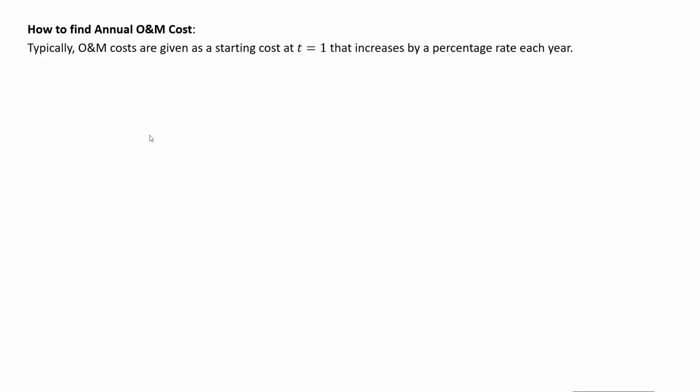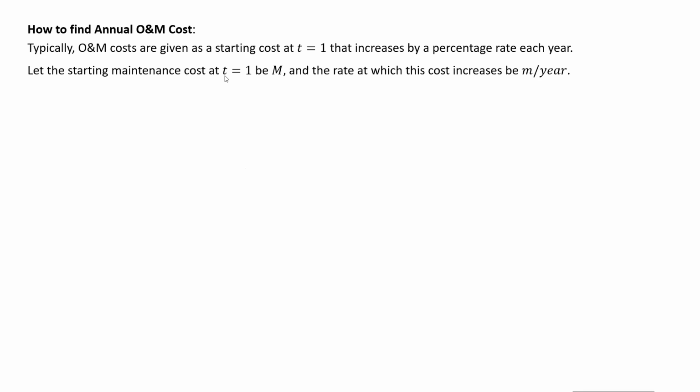Then that cost keeps increasing by a percentage. Let the starting maintenance cost at t equals 1 be some capital M, and the rate at which this cost increases be lowercase m per year. Does that make sense? Think about it. At t equals 1 the cost is M, and next year it increases by m, so that means M times 1 plus m. At t equals 2, the cost would be M times 1 plus m. The cost a year after that would be M times 1 plus m squared.